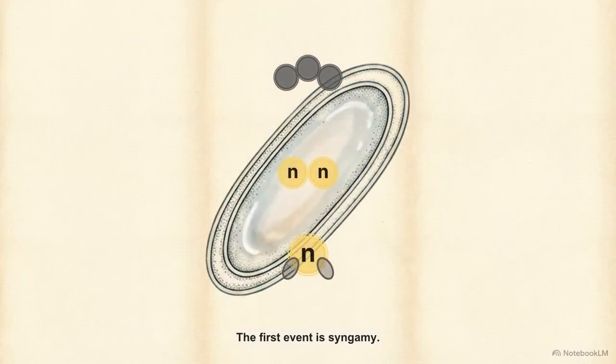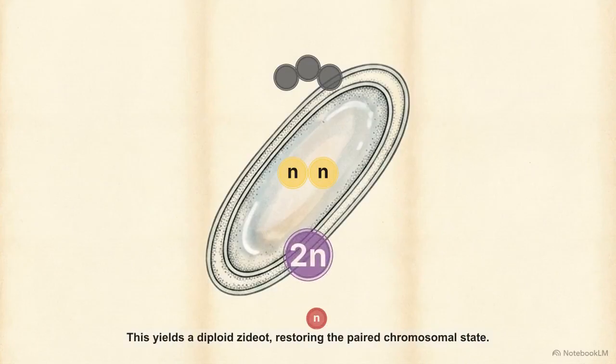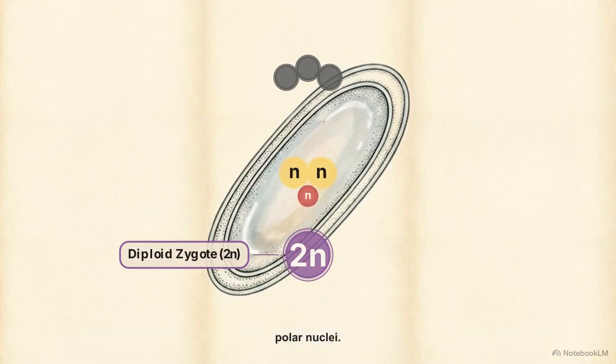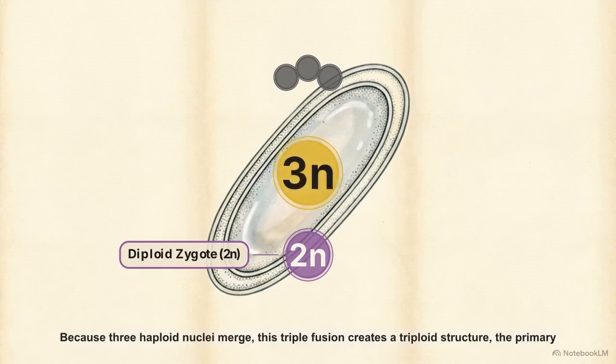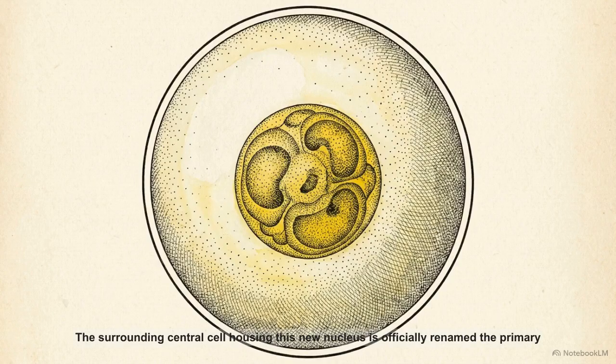The first event is syngamy. 1 haploid male gamete fuses directly with the haploid egg cell. This yields a diploid zygote, restoring the paired chromosomal state. Simultaneously, the second male gamete migrates to the central cell and fuses with the 2 polar nuclei. Because 3 haploid nuclei merge, this triple fusion creates a triploid structure, the primary endosperm nucleus, or PEN. The surrounding central cell housing this new nucleus is officially renamed the primary endosperm cell.